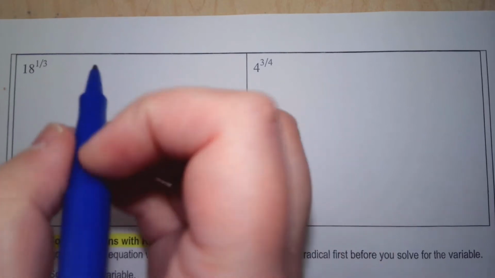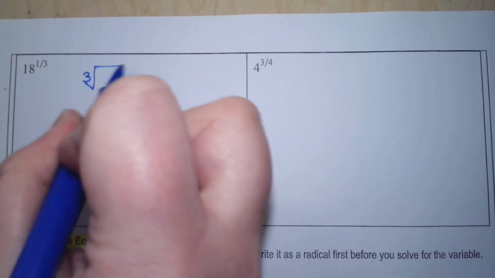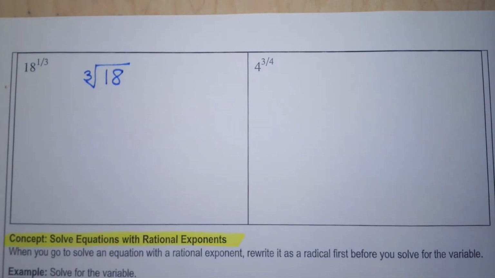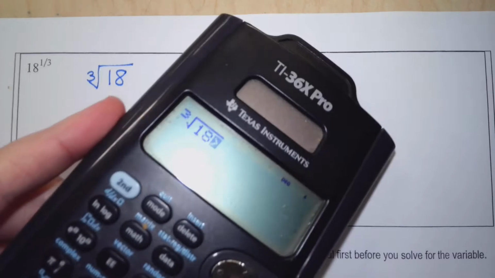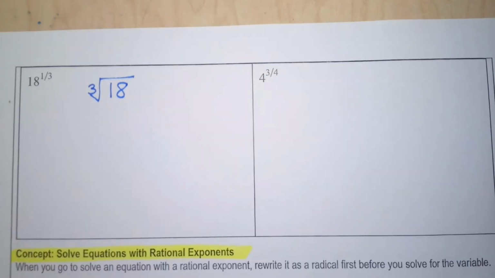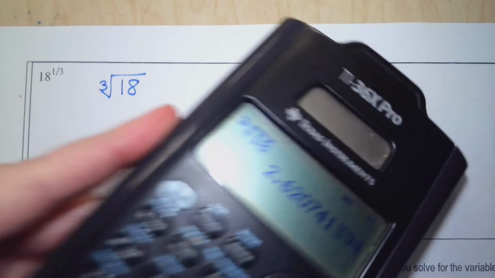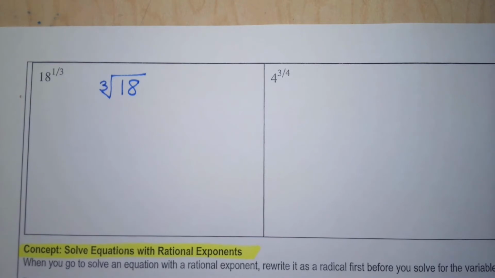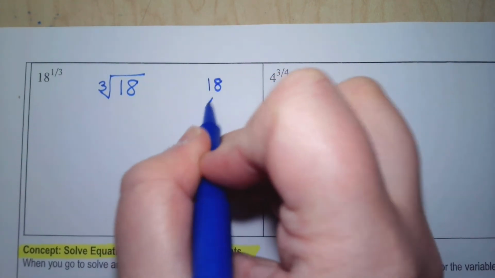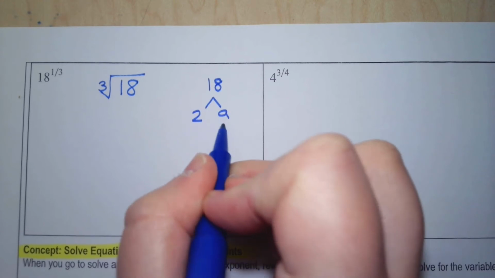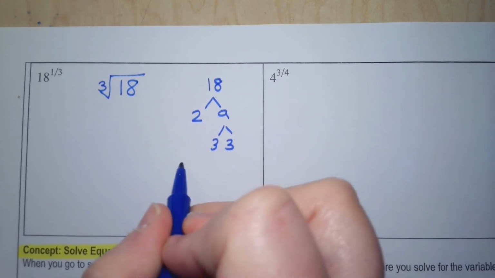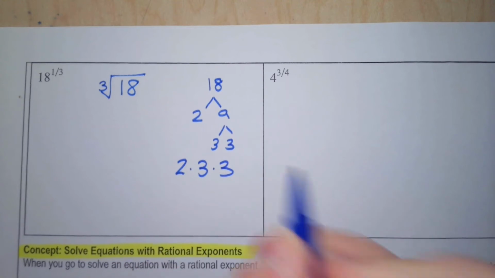So we're going to have the cube root of 18. Now, let's test it. Go to our calculator, cube root of 18, and we get a decimal. So that means it can't be a whole number, so we need to check to see if we can simplify it using the prime factor tree. So we have 18, so 2 and 9, 3 and 3. So 2 times 3 times 3.